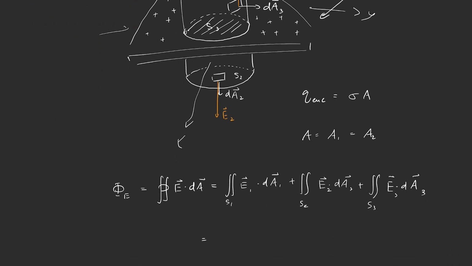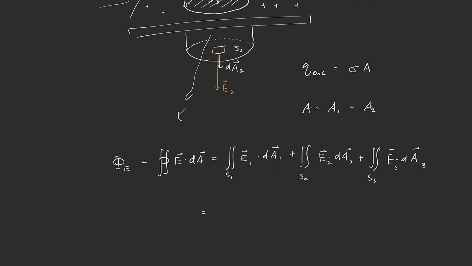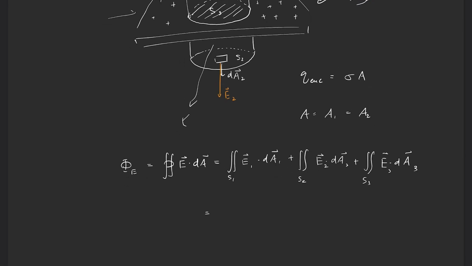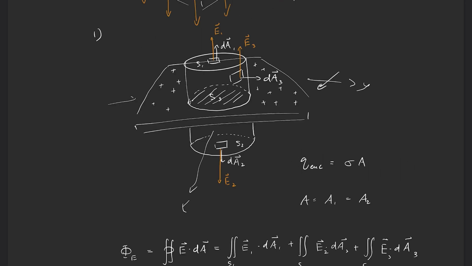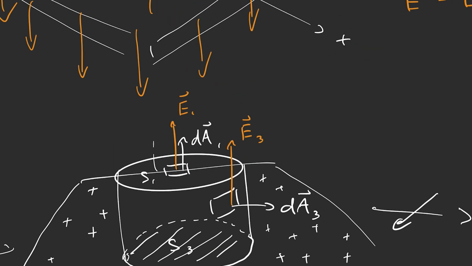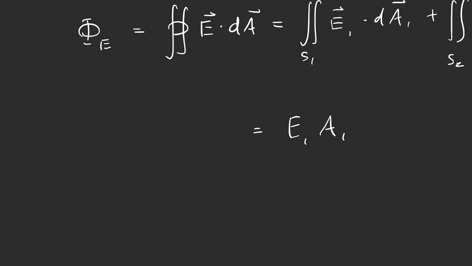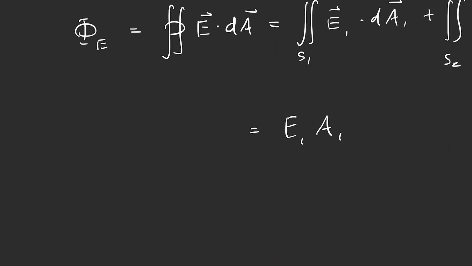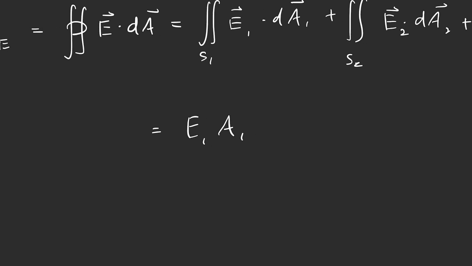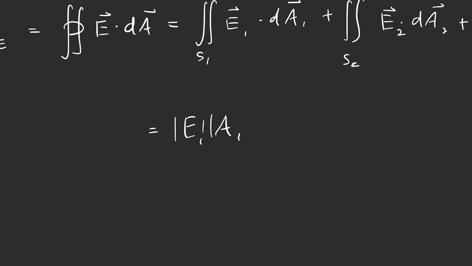So we can ignore that, and we have E1 times A1, which is the field pointing this way, with A1 the cross-sectional area. We can simply do this because, again, these two vectors are pointing in the same direction. So the dot product simply gives us the product of the magnitudes times cosine of 0. It is the same for the second surface.